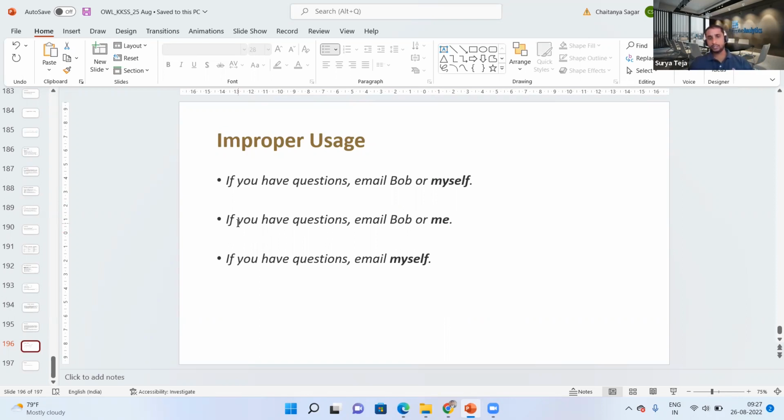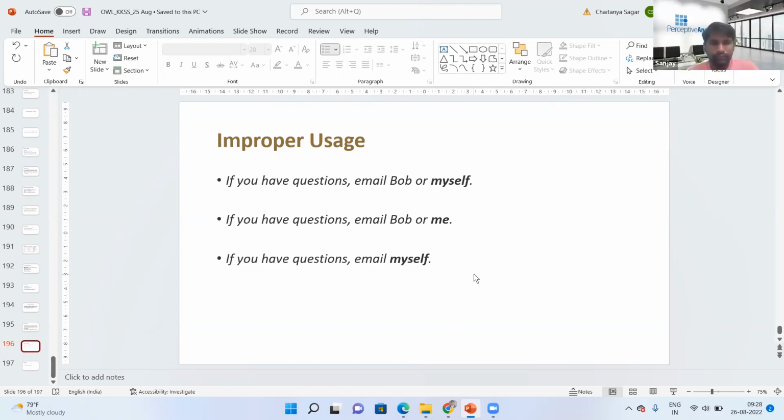So the reason is you is a different, it is referring to some other person. Bob or me together, they are a separate object. So clearly the subject and object are not referring to the same verb. That is the reason why we have to use me only, not myself. If you see the third one, if you have questions, email myself. What do you think about this sentence? Do you think it is right or wrong?